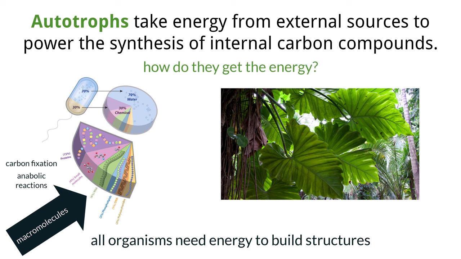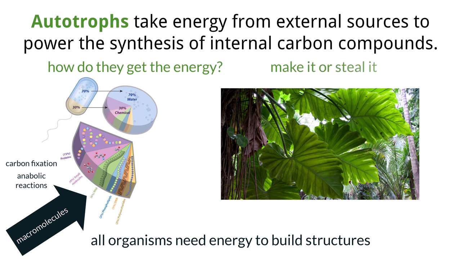Well, there are two distinct methods of obtaining chemical energy that we see in organisms on our planet. They can either make the chemicals themselves or steal it from another organism that made it by eating it. Organisms that can make energy-carrying organic molecules from inorganic substances are called autotrophs. Auto meaning self and troph meaning food. These organisms can create their own food, those organic molecules, for themselves. A great example of this would be a plant.